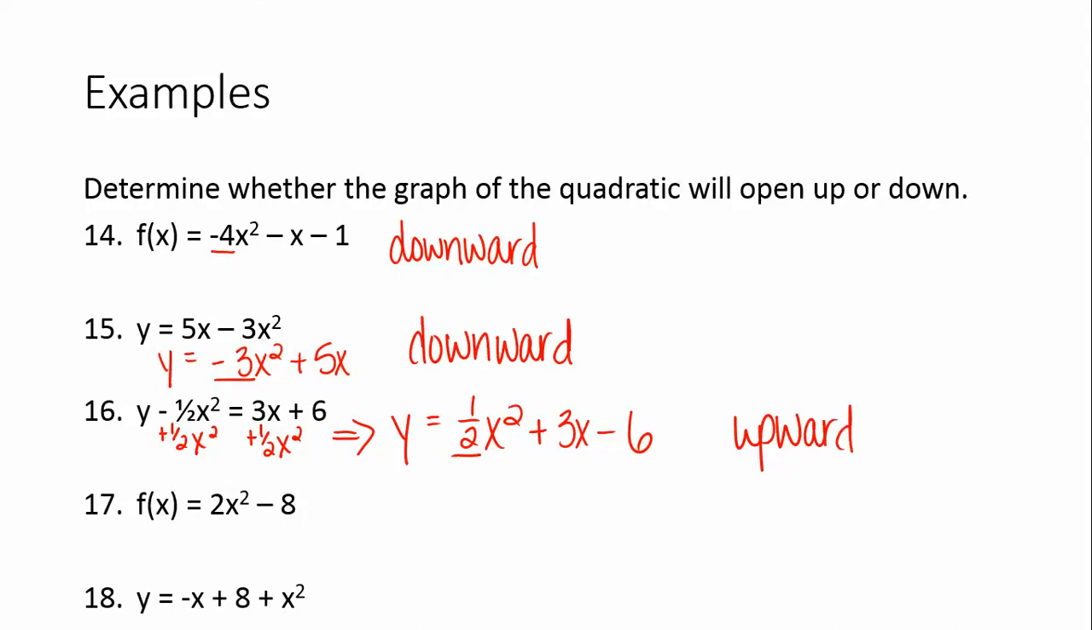Go ahead and try 17 and 18 on your own. 17, we have a positive 2 in front of the x squared, so it's upward. And similar with 18, you're looking for the x squared term, and it's back here, and it has a 1 in front of it, an implied positive 1. So this one also opens upward.